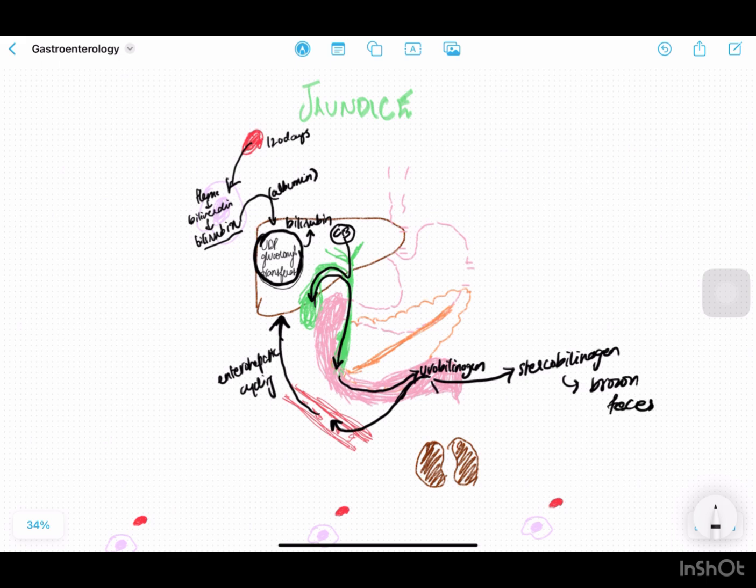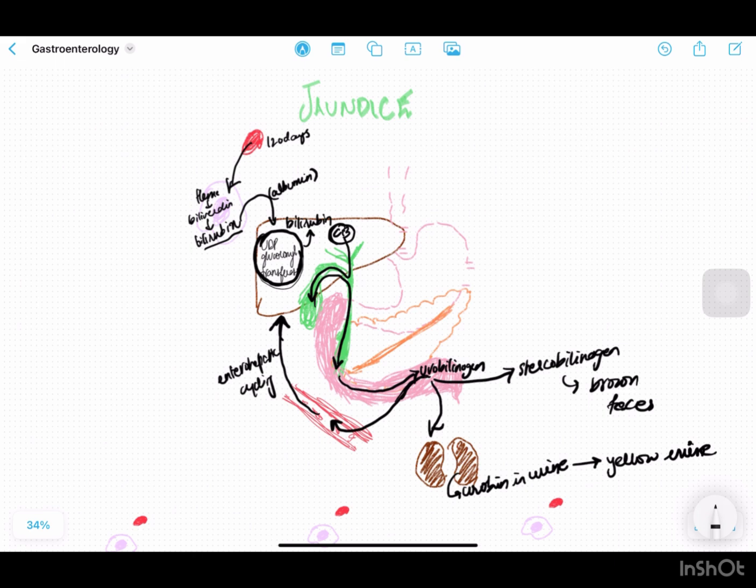And some of it is going to go to the kidneys from the circulation, and here it is going to come out in the urine as urobilin. And the urobilin in urine is what is going to give you the yellow color of the urine.